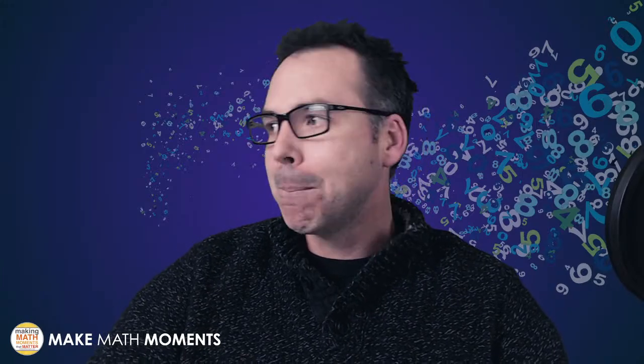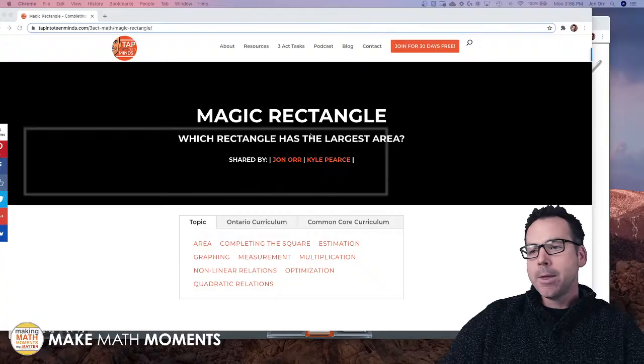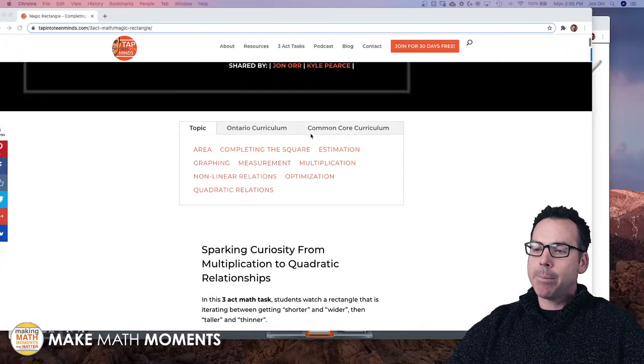Before you go, I just want to show you an activity that Cal Pierce and I from Make Math Moments built to kind of bring out the area model and algebra tiles and completing the square. It's over on tapintoteamminds.com, and we call this one the magic rectangle task. I wanted to show you this. Here it is. The magic rectangle task over on Tap Into Team Minds.